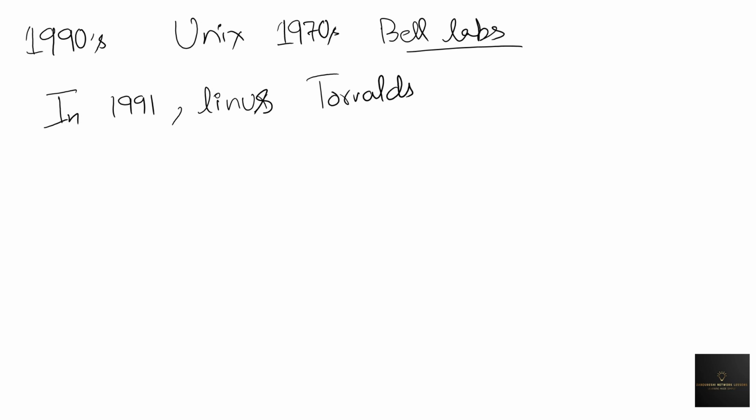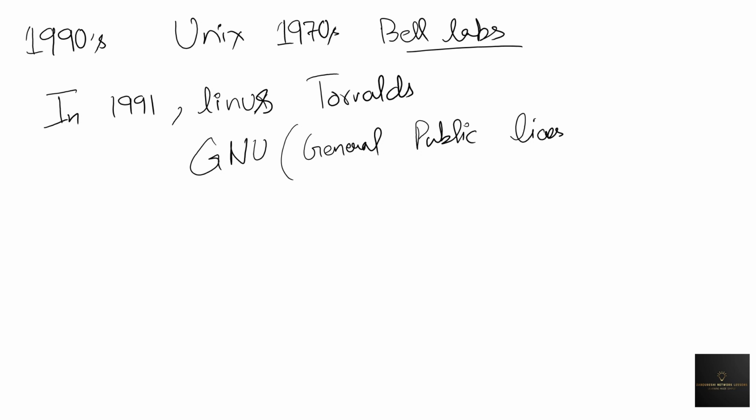Basically, he was a Finnish computer science student who announced the creation of a new operating system kernel, which he named Linux. He released it under the GNU, which stands for GNU. You might hear this again and again, which basically stands for General Public License, or you can say GPL. Okay, General Public License, allowing anyone to use and modify it.